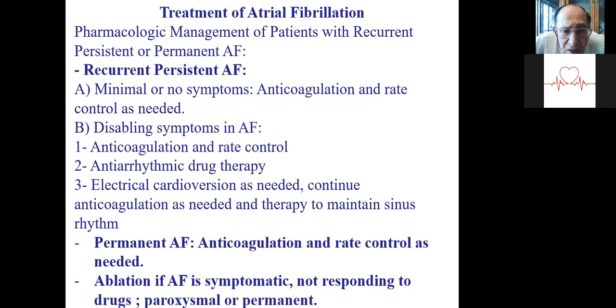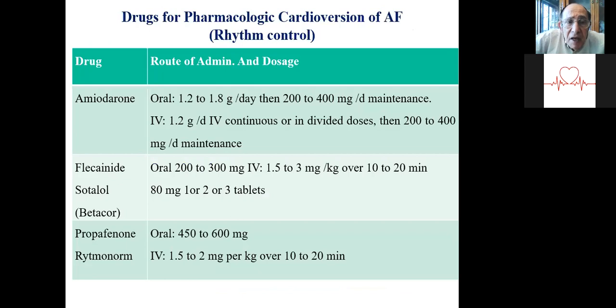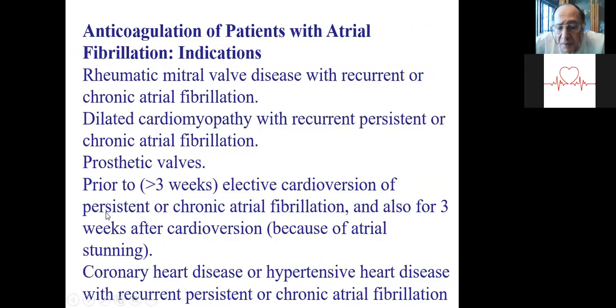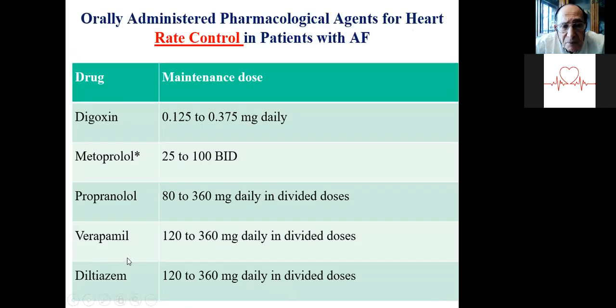The patient, you can decide to keep him on antiarrhythmic drugs for rate control or for rhythm control. The rhythm control drugs: amiodarone, propafenone (Ritmonorm), or sotalol (Betacor). The rate control drugs are digoxin, beta blockers, verapamil, diltiazem.